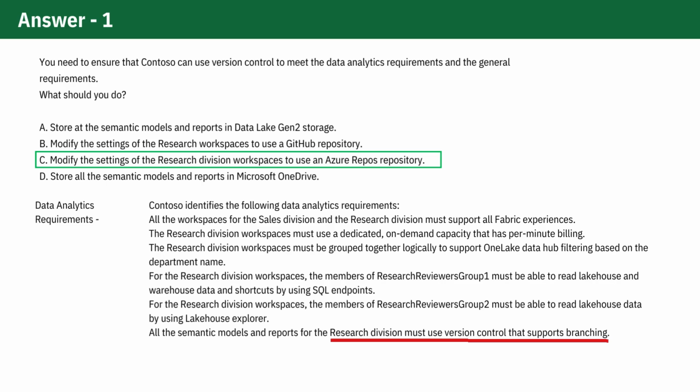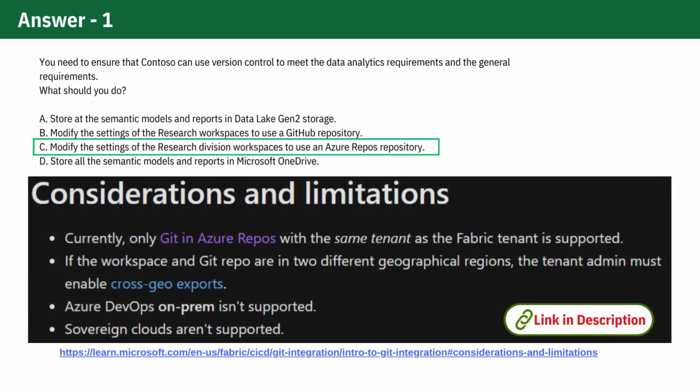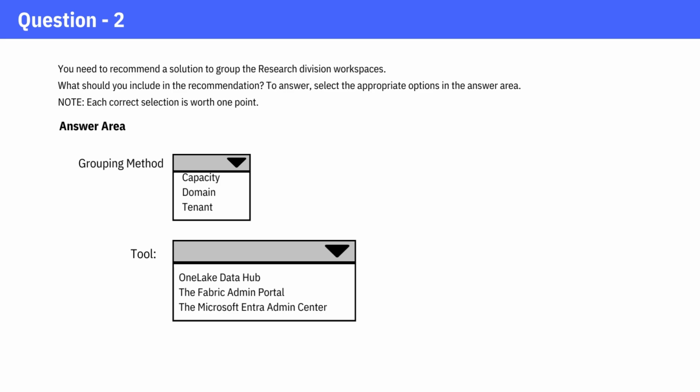Therefore, the correct answer is C. Modify the settings of the Research Division workspaces to use an Azure Repos repository. Also, to support our answer, let's look at the Microsoft documentation that says, currently, only Git in Azure Repos with the same tenant as the Fabric tenant is supported. Let's move on to the next question.